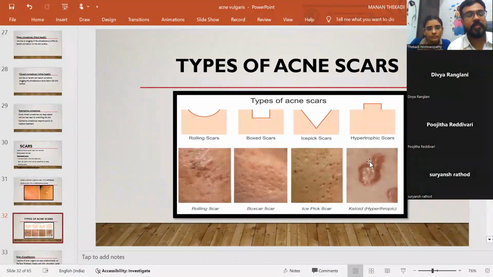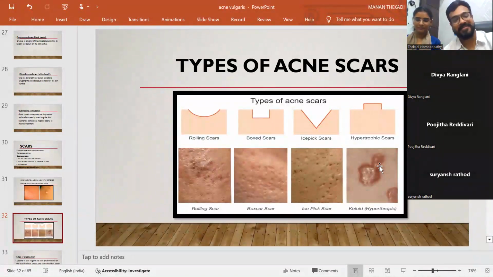So what remedy do we have for acne scars? Anyone? Any remedy you know? Calcarea fluorica? Yes. Where is it mentioned? In the keynotes. Show me. Yes, sir. Let me look, for example, in the keynote, and find Calcarea fluorica. That is mentioned for keloidal scars.